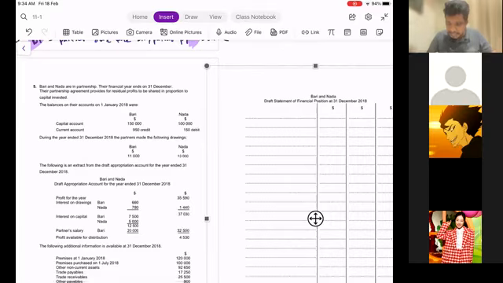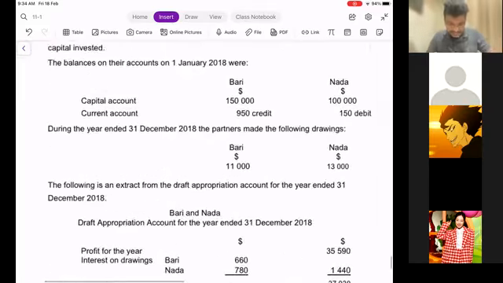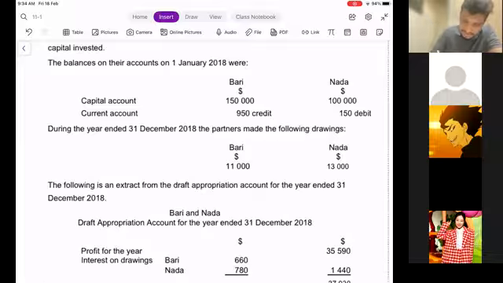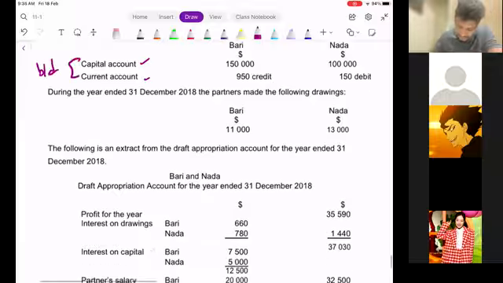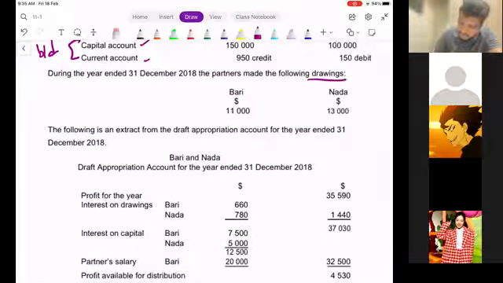Okay, I want to do the draft statement of financial position, but let me look at these balances that I have. First I have a capital balance. Current balance. This is the balance b/d. These two are balance b/d. Then this is the drawings.